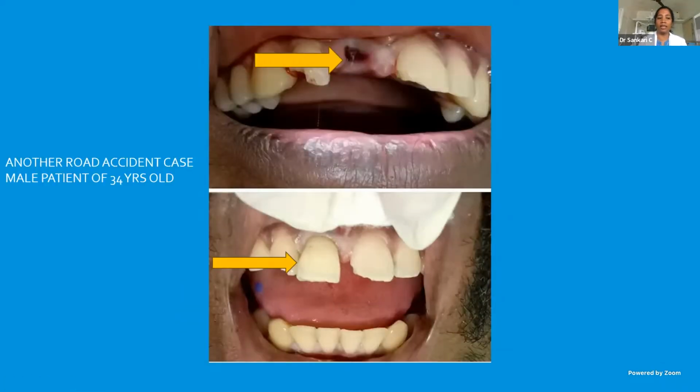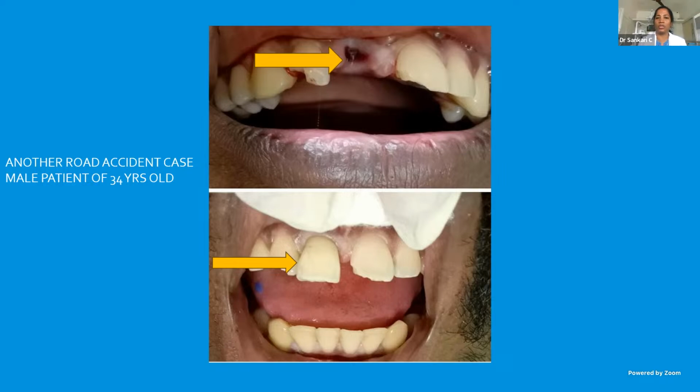This is another road accident case, a male patient of 34 years old. In this case, the patient met with an accident, but he came only after 2 days. While I was examining after 2 days, the socket was like this. So I was in doubt, can we replace it or not? But I informed the patient, if possible, let's give it a try. So I cleaned the socket with saline and chlorhexidine mouthwash, and I told the patient the same history. Can you find your tooth?